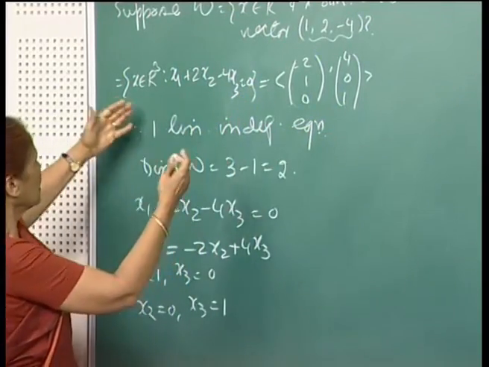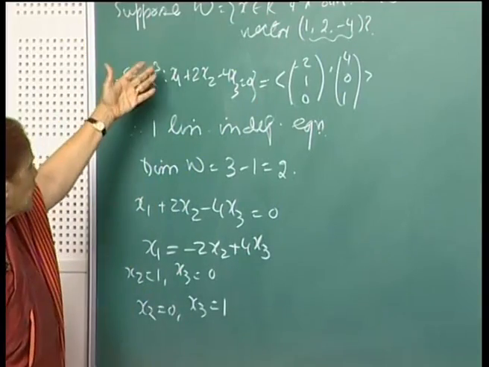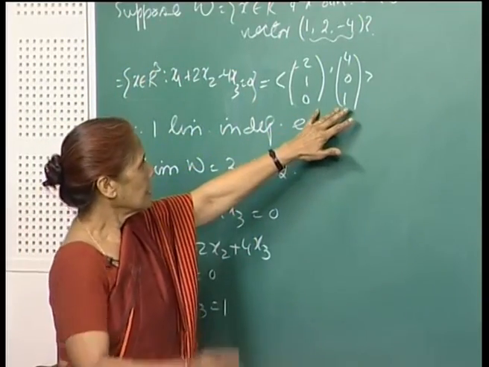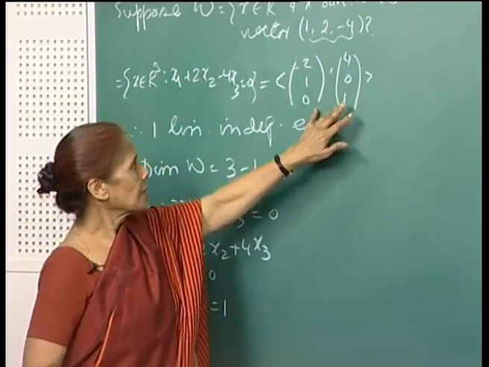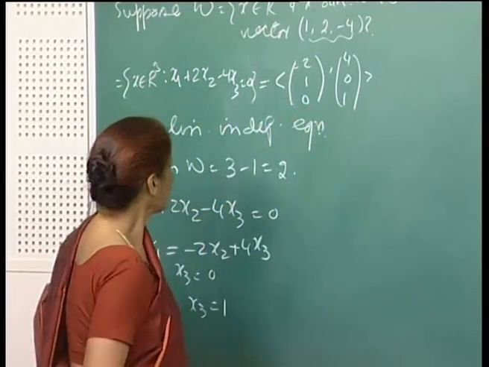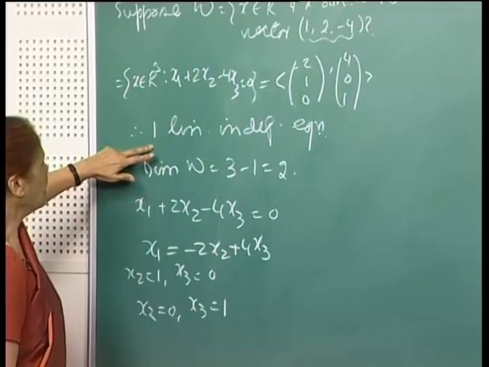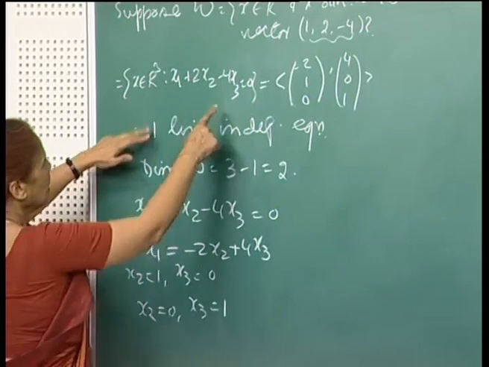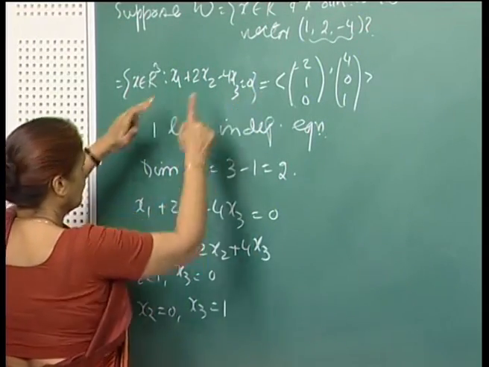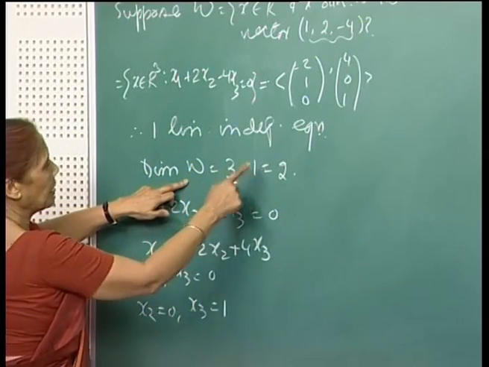So, you see that the whole solution space, or the subspace W, is the collection of all linear combinations of these two vectors. It is a subspace, and since you had one linearly independent equation describing W, therefore the dimension of W is 3 minus 1 equal to 2.